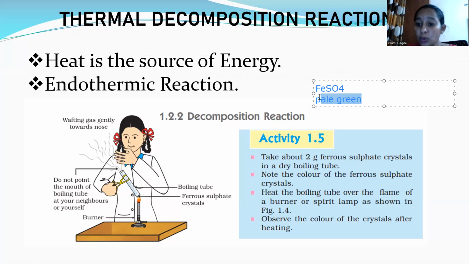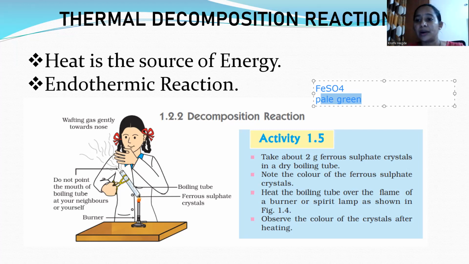Then heat the boiling tube over the flame of a burner or spirit lamp as shown in the figure. Observe the color of the crystal after heating. You can see here, dear children, what this girl is doing. Whenever we are burning anything, the burning content which is releasing the gas should be away from our face. This is one laboratory precaution. Whenever you are doing any activity in the lab, the apparatus containing the burning material should be away from our face. And she's wafting the gas gently towards the nose.